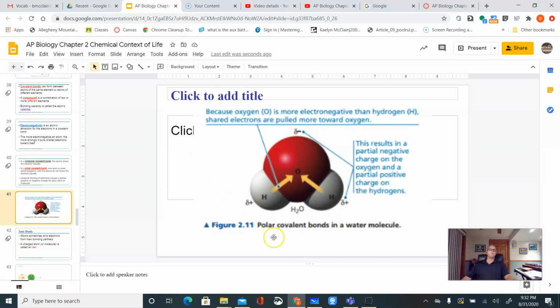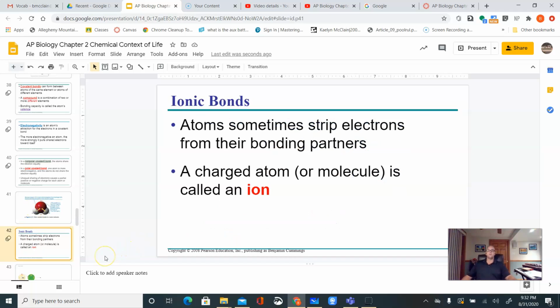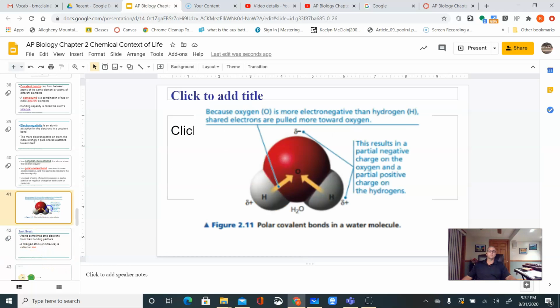So we have a whole section where we get into the polarity issue, and I would honestly say that this is one of the concepts that carries through into many different chapters throughout the course. So we'll definitely build on that.